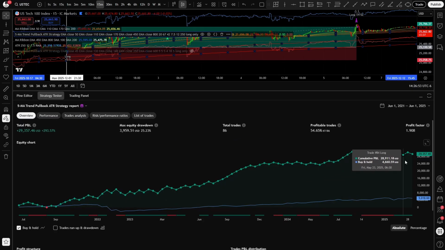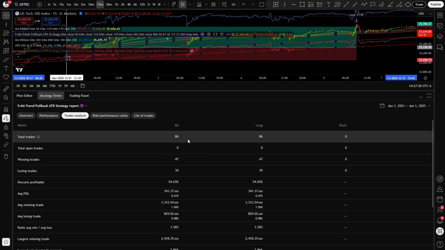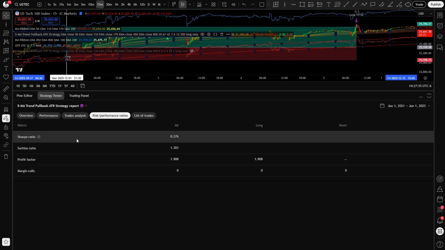But of course, we need to see how this strategy will perform after the release of this video on live market data. Until then, we cannot rule out the possibility that this is an overfitted or over-optimized strategy. Keep that all in mind. But after only 86 trades, the strategy generated around 300% net profit with around a 25% maximum drawdown, almost 55% win rate, and a 1.9 profit factor. Here is the performance summary, the trade analysis tab, and the risk performance ratios.